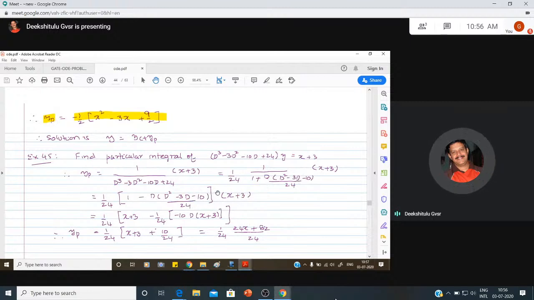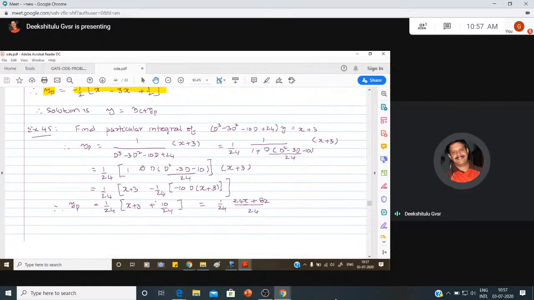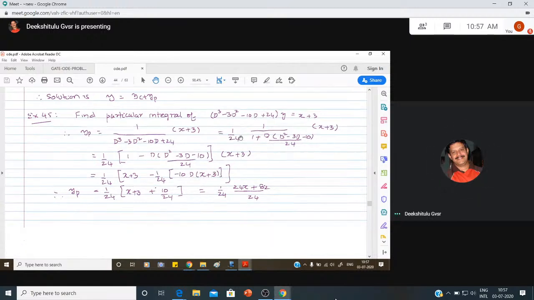We don't go over the next term. By the next term we have D square. What is D square of x? 0. D square of 3 is 0. So no need to consider the next step. We stop there. So if you apply this now, 1 by 24 into 1 into x plus 3 minus this: D cube gives 0, minus 3 D square of this is 0. Only thing that we have is minus 10 D on x plus 3. So 1 by 24, x plus 3 minus of minus 10, that is plus 10. D of x is 1, D of 3 is 0. So this is what we get. This is yp of the given problem.